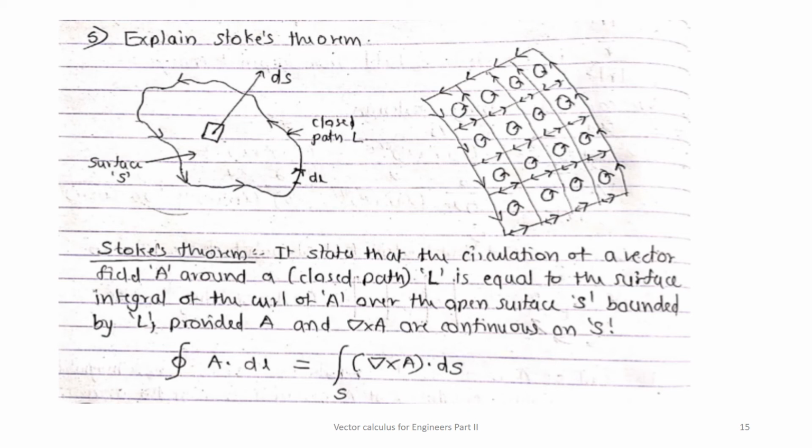So again I will repeat the Stokes theorem. It states that the circulation of a vector field A around a closed path L, so it is about a closed path, not an interior path, is equal to the surface integral of the curl of A over the open surface, again the outer surface S bounded by L, provided A and curl of A are continuous on S.